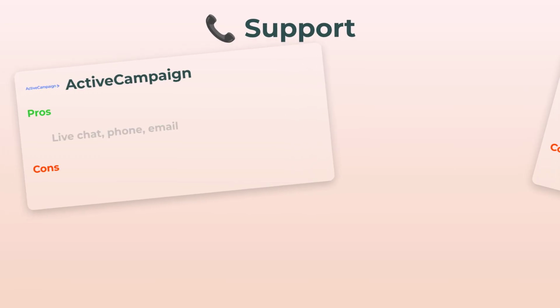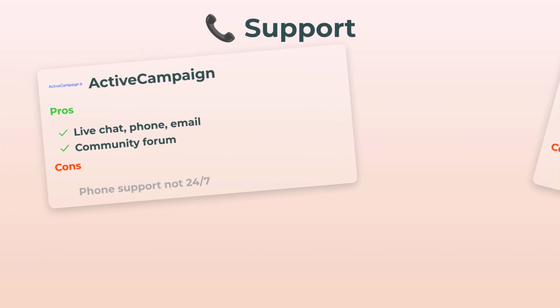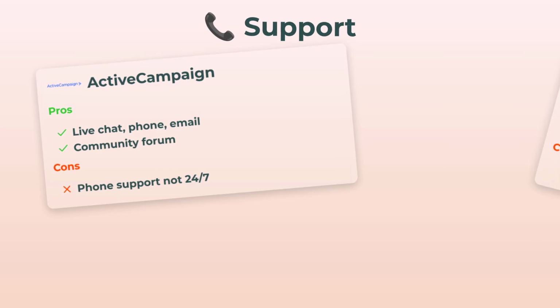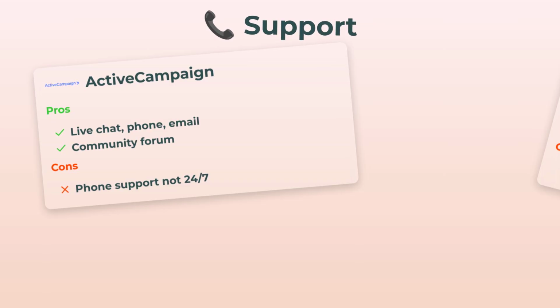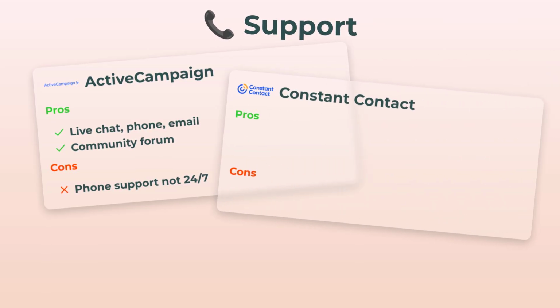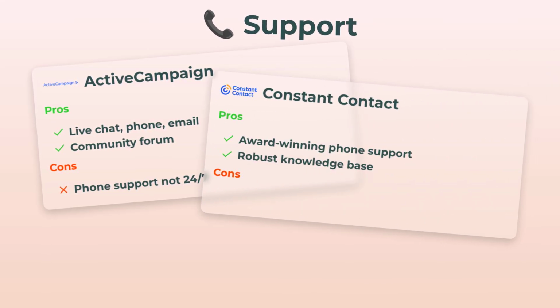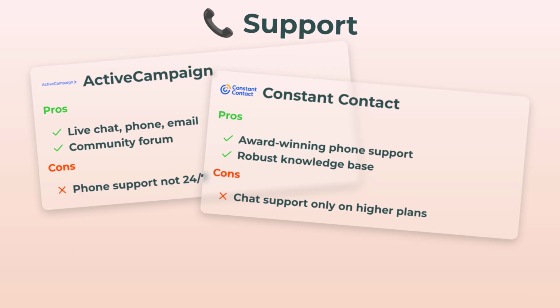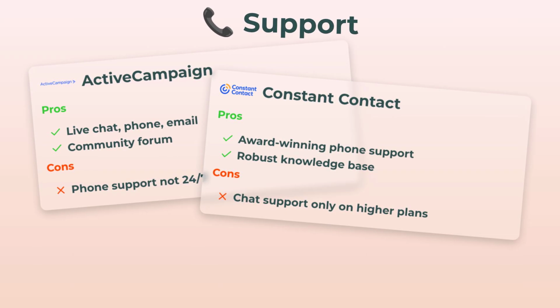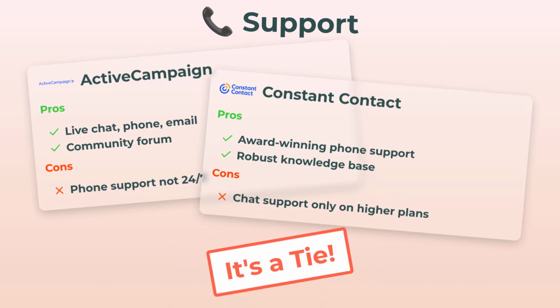And now, support. So, both companies put in serious work here. ActiveCampaign has live chat, phone, email, and a whole community forum. Only downside, the phone support isn't there 24/7, so night owls might feel left out. Constant Contact's known for their phone support. It's basically legendary, plus they have a massive knowledge base. Just a heads up though, chat support is only for you if you're on one of the higher plans. It's neck and neck, so let's call this one a tie.